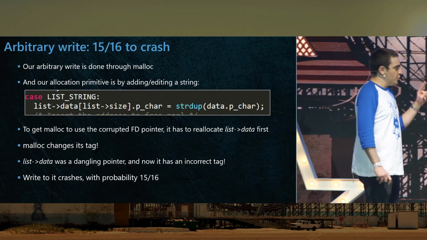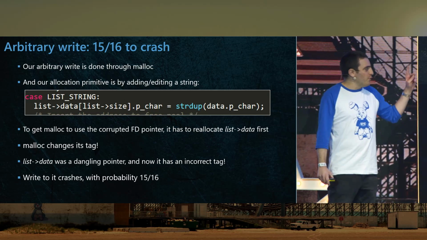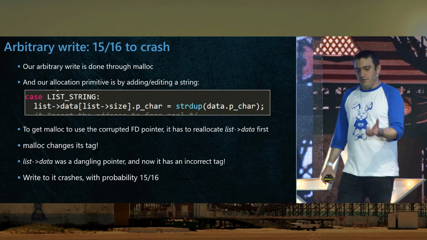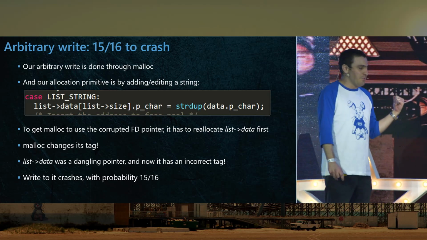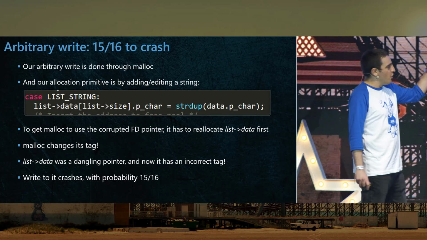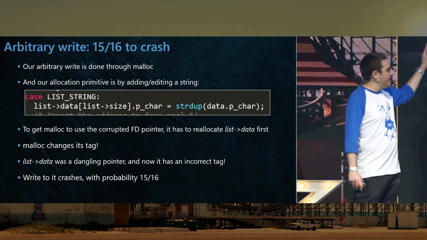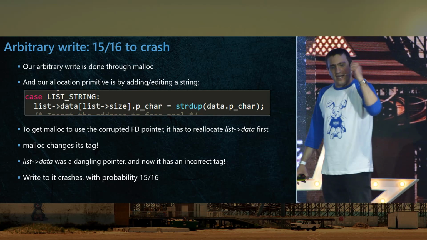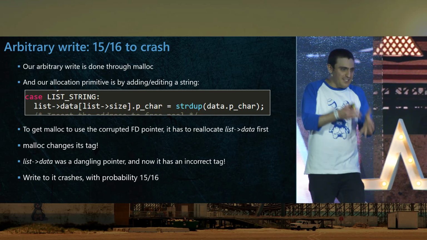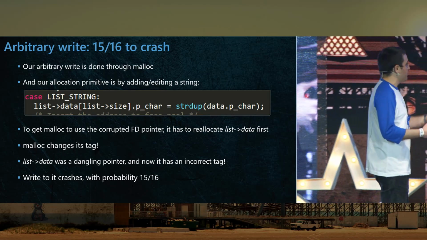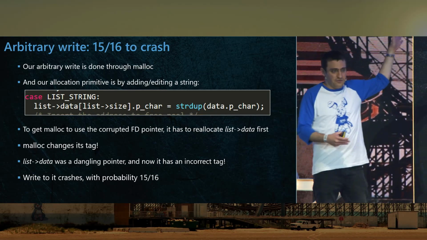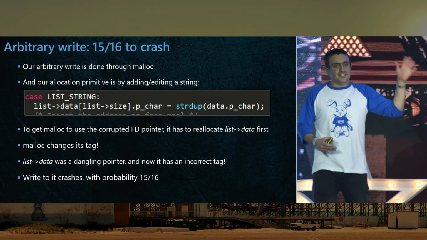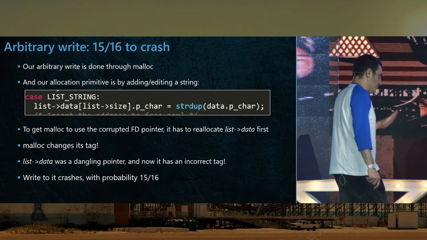The problem is that your allocation primitive actually works like this. You call strdup, and now you add the new string to the list data array. This is really funny, because the call to strdup will reclaim the list data allocation. So the allocator will retag all of the memory lines of this allocation. And now the physical tag does not equal the MSB value of your dangling pointer. So this is really, really likely to crash.